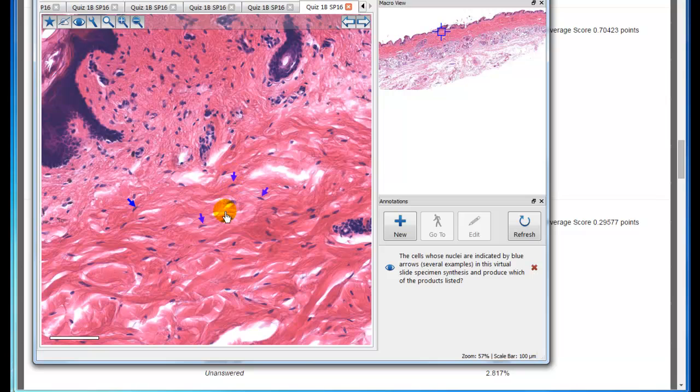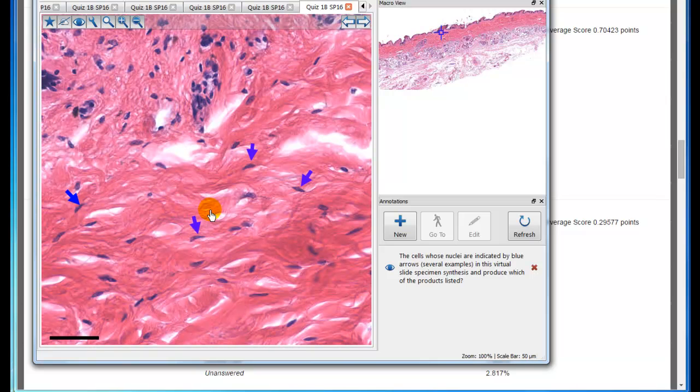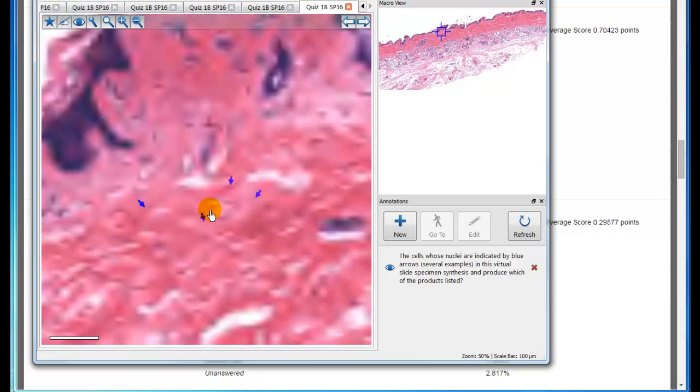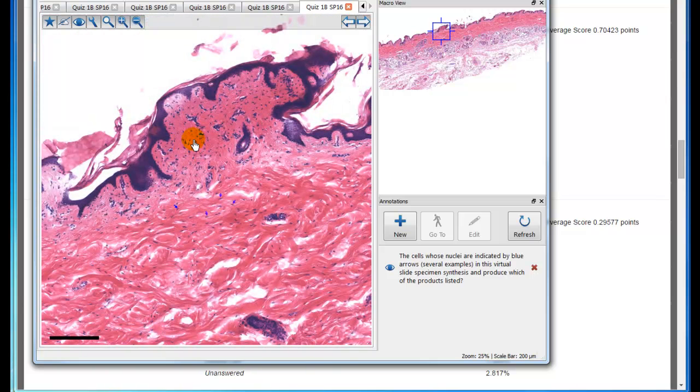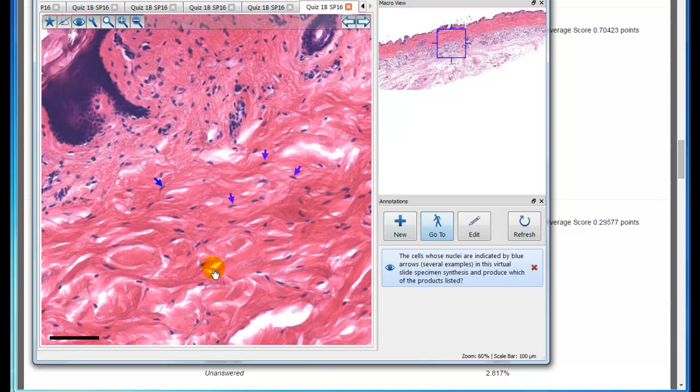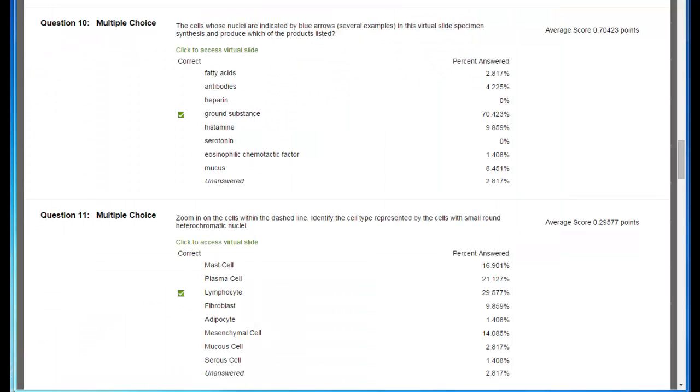And these blue arrows are pointing to cells that have a very flattened nucleus, and you can see the reddish eosinophilic stained collagen fibers. Up here is the papillary layer of the dermis, and these cells are in the particular layer, and they're fibroblasts, and so therefore they do produce collagen. But if you go back to the choices, we did not give you a choice of collagen. We gave you ground substance.